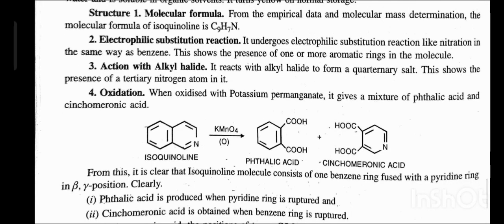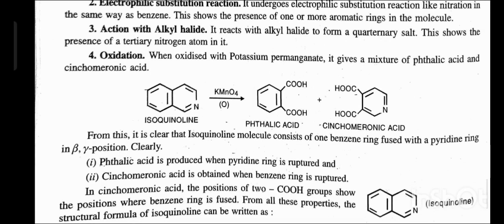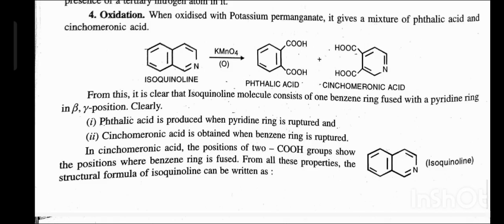Fourth, oxidation. When oxidized with potassium permanganate, it gives a mixture of phthalic acid and cinchomeronic acid. From this, it is clear that the isoquinoline molecule consists of one benzene ring fused with a pyridine ring at the beta-gamma position. Phthalic acid is produced when the pyridine ring is ruptured, and cinchomeronic acid is obtained when the benzene ring is ruptured. In cinchomeronic acid, the two carboxylic acid groups are at the positions where the benzene ring was fused.